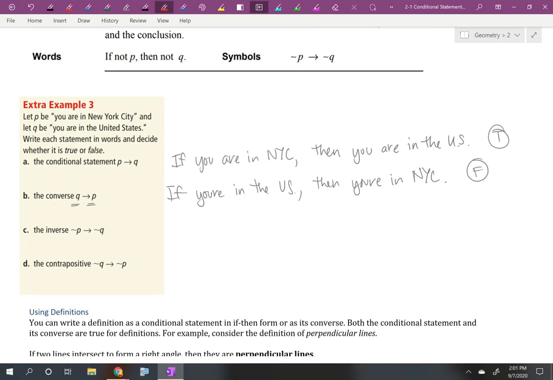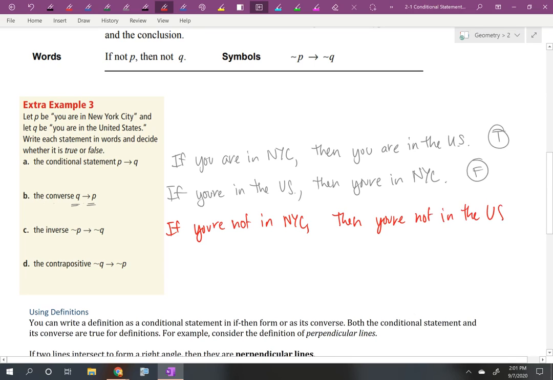Not P and not Q. So if you're not in New York City, then you're not in the US. And let's see, again, I am in Livermore, so I'm not in New York City. Then I'm not in the US. Yes, I am. So another false statement.